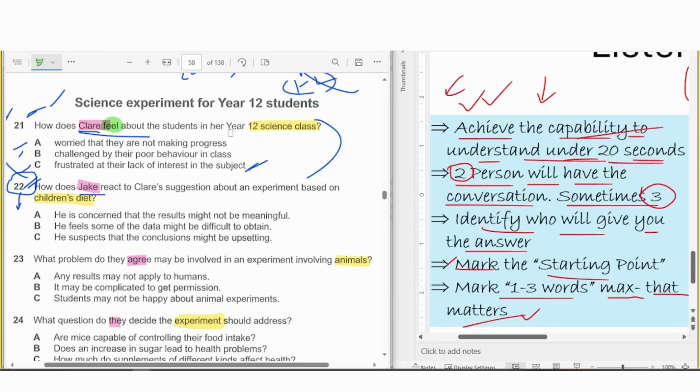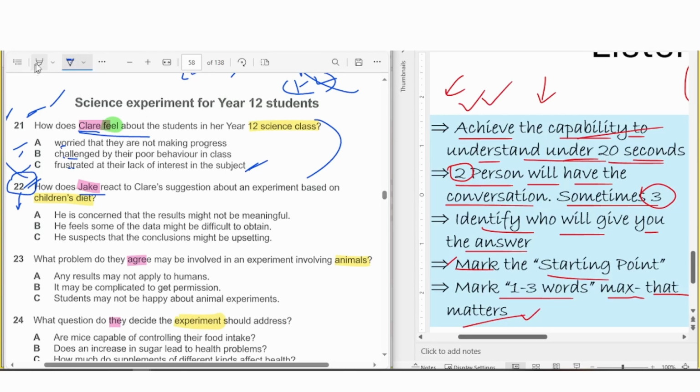Okay, so when you go to option A, worried that they are not making progress, challenged by their poor behavior, frustrated at their lack of interest in the subject. See, worried, challenged, frustrated, these words really mean the same thing. When you are worried or challenged, these are all negative words, they really mean the same thing.